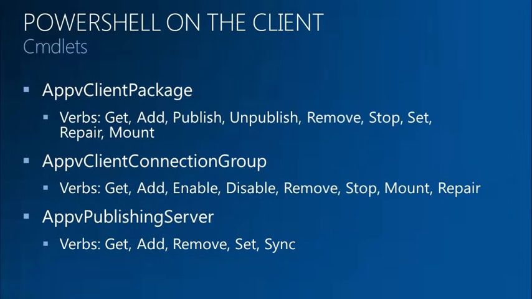And so here's the first set of nouns that we have on the client. As you can see, the first two, AppV client package and AppV client connection group, are fairly self-explanatory, the package noun and the connection group noun. And they have a very similar set of verbs that apply to them, which means you can add, you can get, you can publish, unpublish, remove, and so forth. The publishing server noun is how you would add publishing servers to the client, meaning which publishing server the client connects to and downloads its packages from. And again, you can get them, you can add, remove, set, and sync.